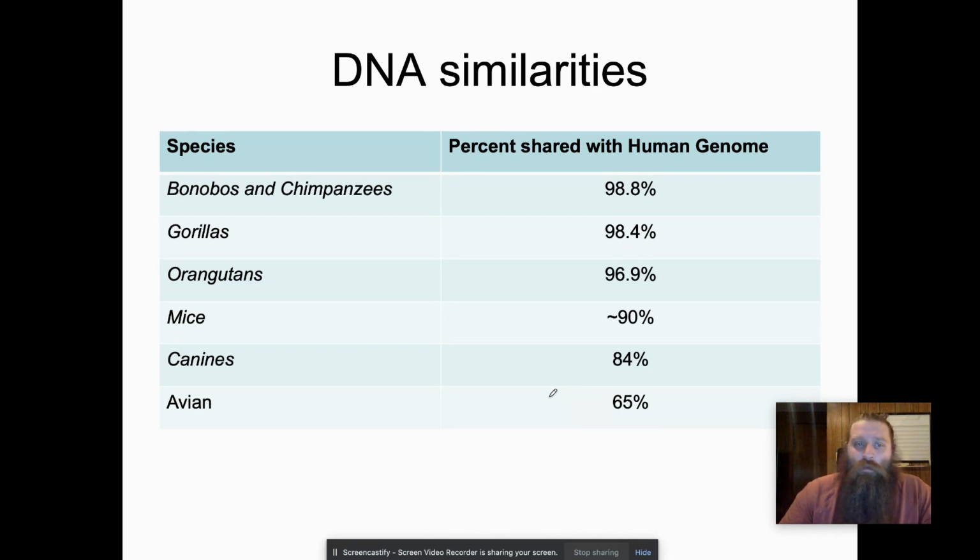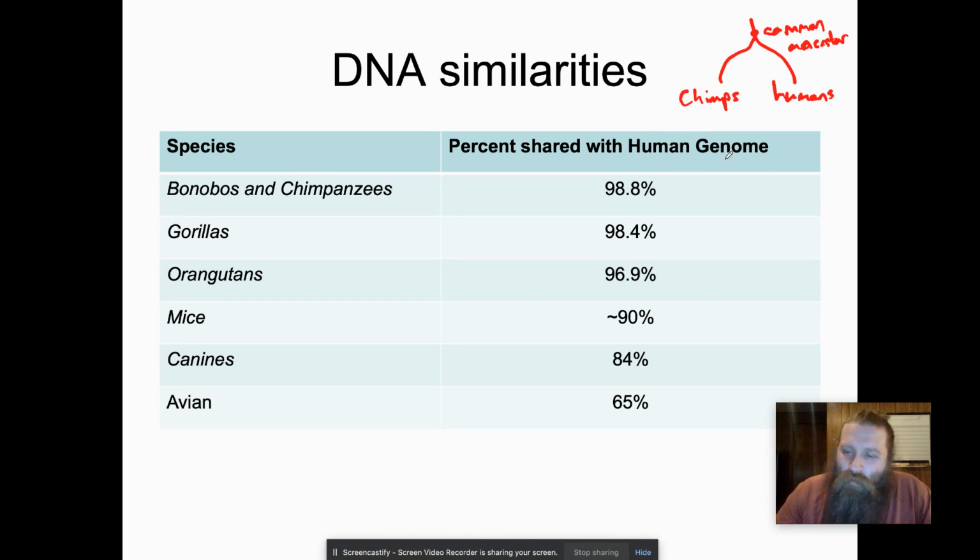When we compare the human genome with chimpanzees and the bonobos, like a branch of monkeys, we have 98.8% similarity. So there is only a 1.2% difference in our genes and their genes. Now, does that mean we came from chimpanzees? Absolutely not. What it means is that chimps and humans share a common ancestor. A really common misconception when we talk about evolution is that humans descended from chimps. Well, no, that's not true. Humans and chimps share a common ancestor.